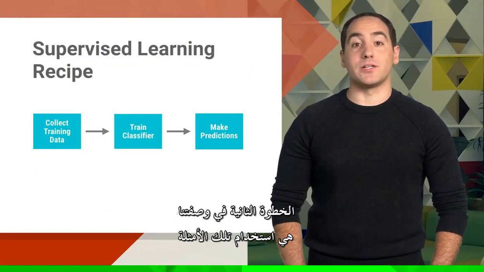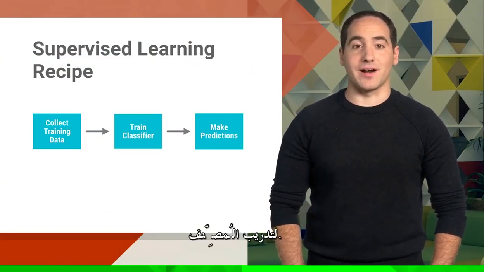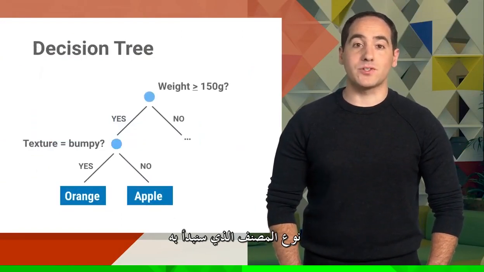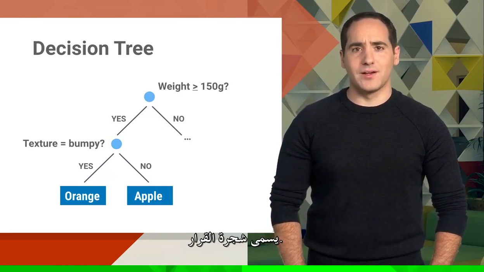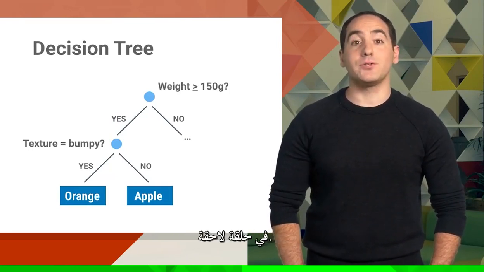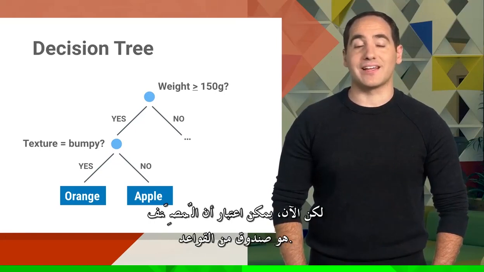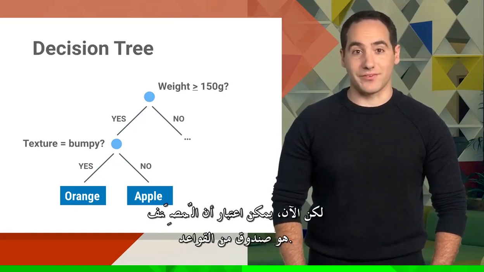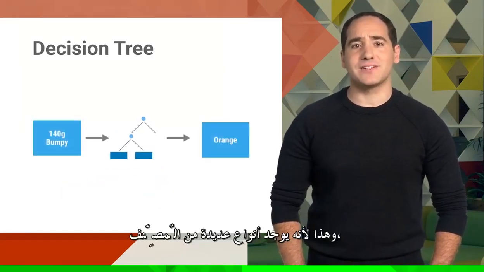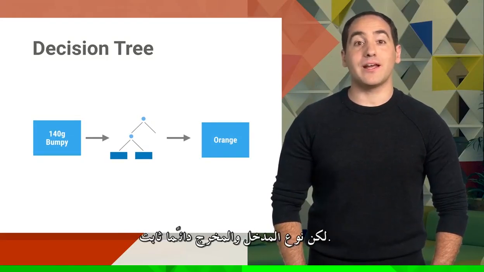Step 2 in our recipe is to use these examples to train a classifier. The type of classifier we'll start with is called a decision tree. We'll dive into the details of how these work in a future episode, but for now it's okay to think of a classifier as a box of rules. That's because there are many different types of classifier, but the input and output type is always the same.